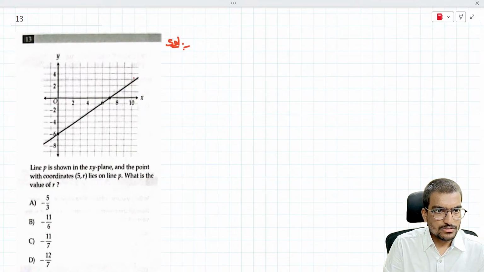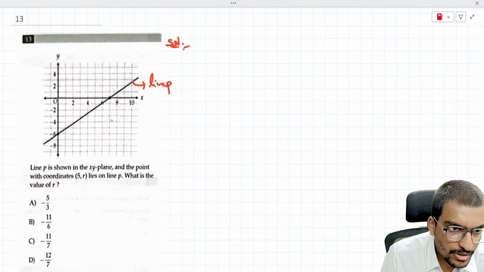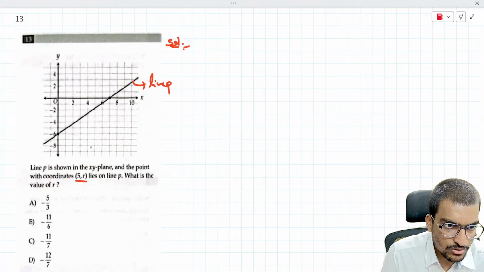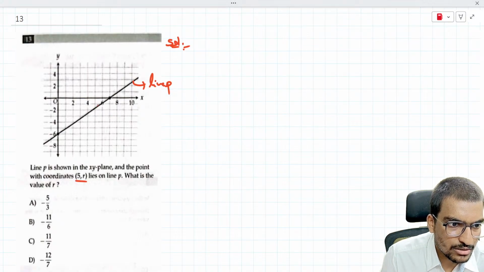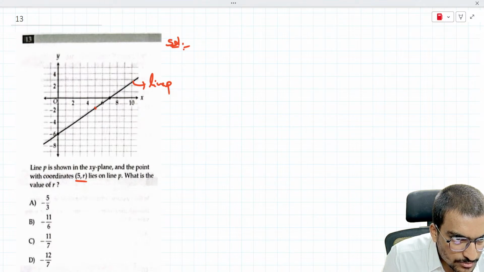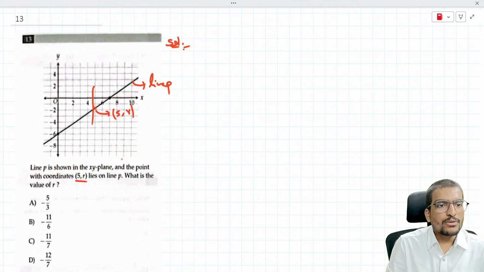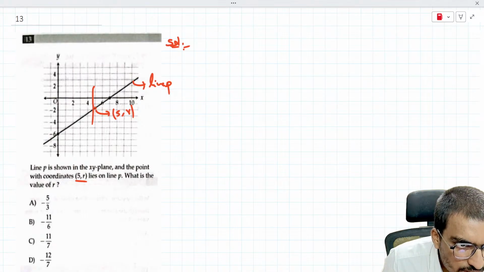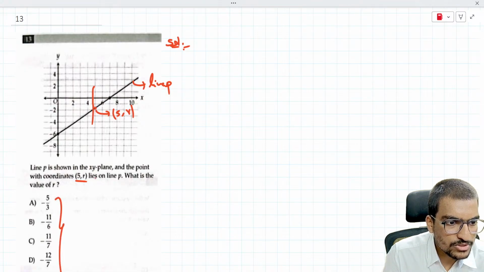So line P is shown in the xy plane. This is line P, and the point with coordinates phi comma r lies on P. There is phi comma r. Where is phi comma r? Somewhere here. This must be phi comma r. Now what is the value of r? Definitely it must be negative because it is on the line here, so it will be something like this. So it will be negative. All options are negative only.